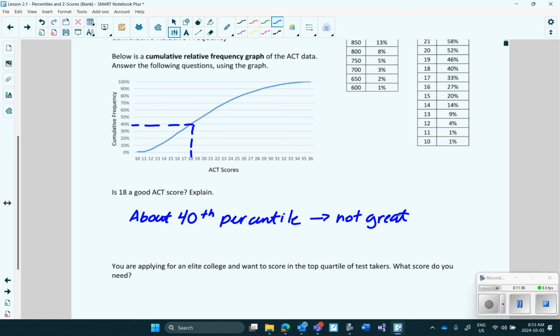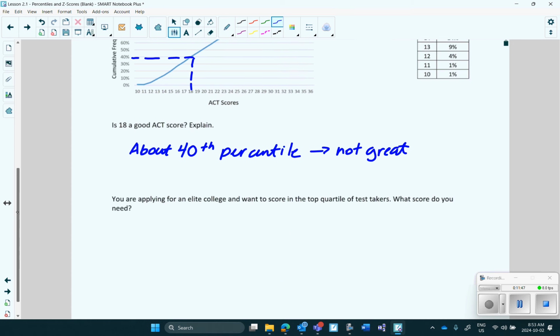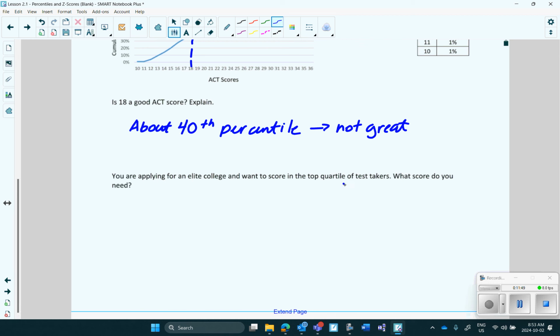Second question, you're applying to an elite college and you want to score in the top quartile of test takers. What score do you need? What would be the percentile of the top quartile? 75th, right?